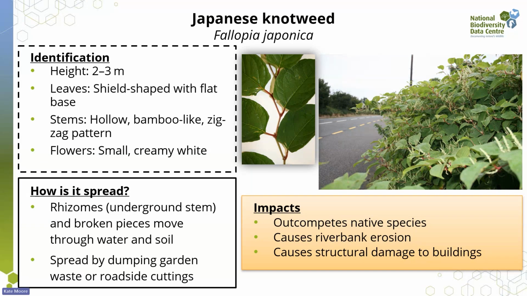So how does it spread? Underground, Japanese knotweed forms systems of roots and rhizomes. A rhizome is an underground stem. When fragments of the rhizomes are separated from the plant, they get carried by water and soil and can start new growth. The plant can also be spread through disposal of waste material. Japanese knotweed, again, outcompetes our native species and causes riverbank erosion, and it's even known to cause structural damage to buildings.